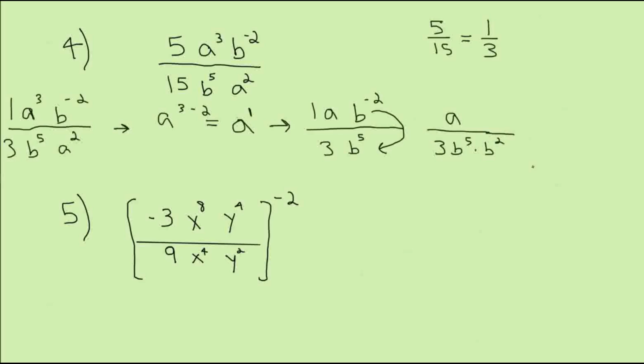And if you remember, we can just multiply our exponents that have the same base. So we would get b to the 5 plus 2, which would get us b to the 7th power. So our final answer would be a over 3b to the 7th power.